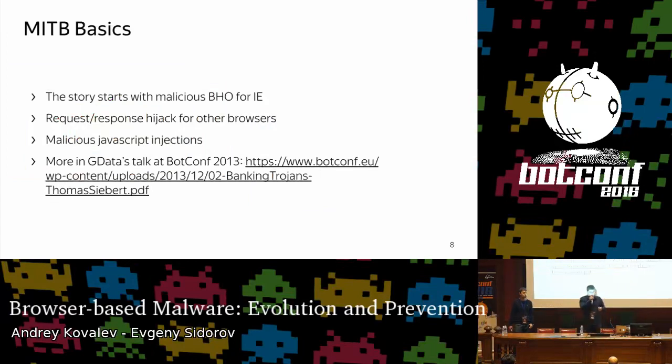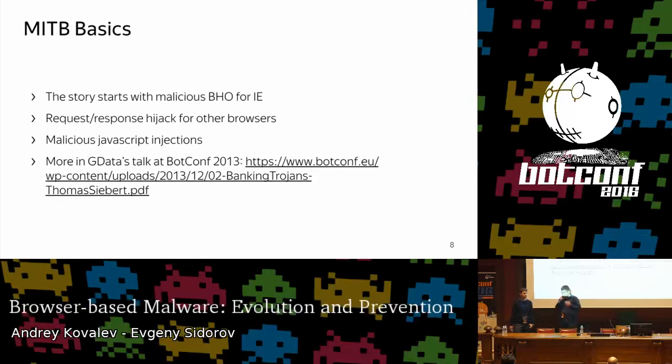This story started long, long ago. For the first man in the browser implementations, browser helper objects for Internet Explorer were used. The first implementation was based on just request and response hijacking in the browser. But modern classic man in the browser examples do JavaScript injection to be very reliable. A very good explanation of this technique was at BotConf 2013. Guys from GData made a great presentation about the classic man in the browser technique. You can find it at the link.